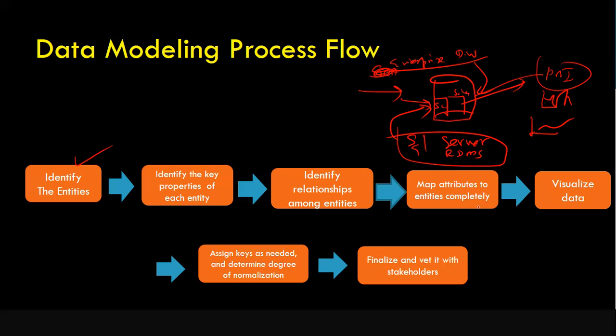The next one is to map attributes to entities completely and visualize the data. So the next step is we implement the tables in the database, and then we visualize the data using the Power BI report canvas. Finally, we assign keys as needed and determine degrees of normalization. That is what we do here itself. And finally, you share your final data model, the physical data model, with your customers and vet it with them.